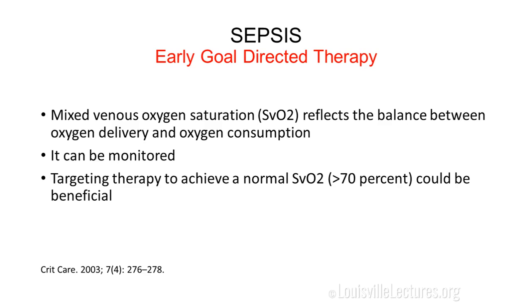And so you can use, for instance, the mixed venous oxygen saturation, which reflects the balance between oxygen delivery and oxygen consumption. You can monitor that, and you can try to target a normal mixed venous oxygen saturation, more than 70%. And how can you increase the oxygen delivery of these patients? Basically, by increasing the cardiac output, and also, which is a very effective way of increasing the oxygen delivery, by blood transfusion.